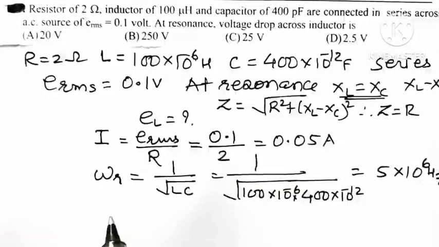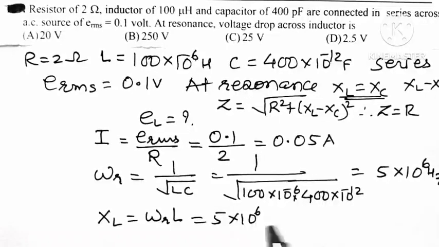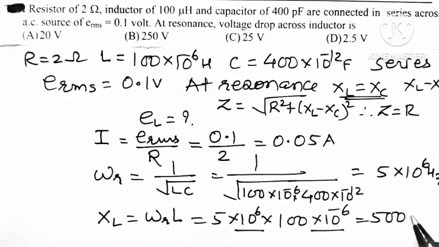Now we know the formula for XL, XL is equal to omega R into L, that is equal to 5 into 10 to the power 6 into 100 into 10 to the power minus 6. Plus 6 minus 6 cancel, 5 into 100, that is equal to 500 ohm. So XL is equal to 500 ohm.